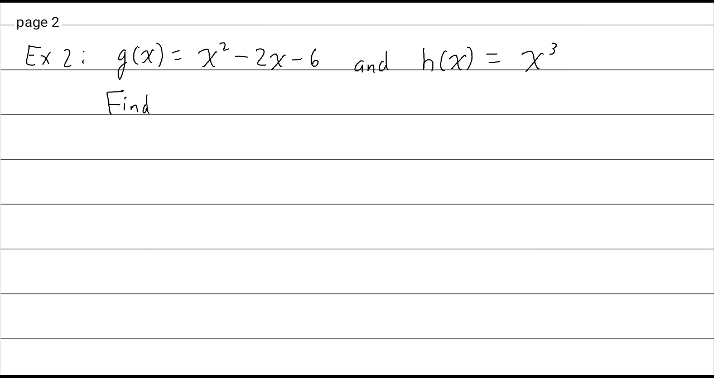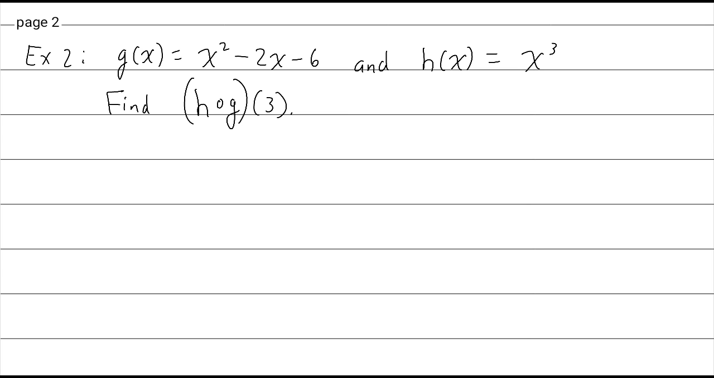Let's say we have g of x is the same as before, x squared minus 2x minus 6. And let's say now we have a new function, h of x, and it's equal to x cubed. And I just say find h of g of 3. Okay, I didn't tell you to find the formula, the composite function, right? I didn't say find h of g of x. I just said find h of g of 3.